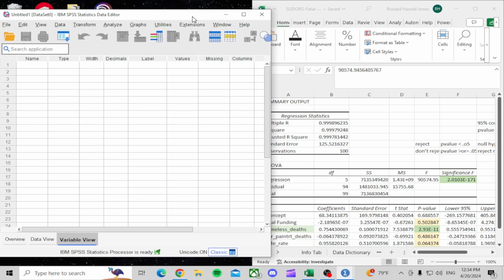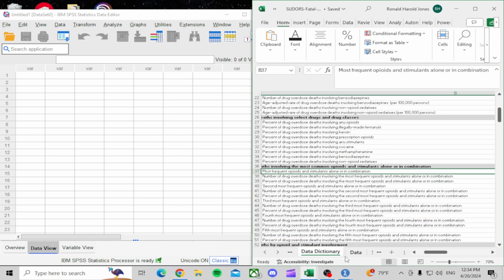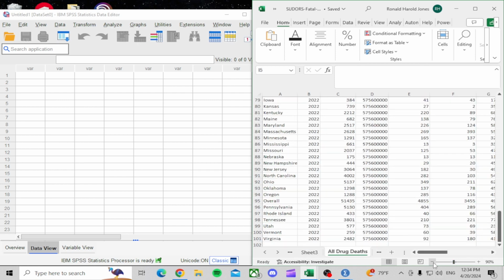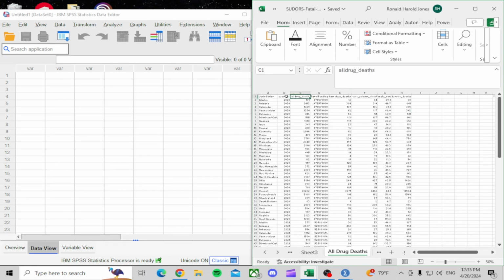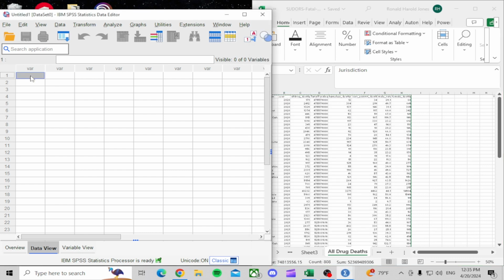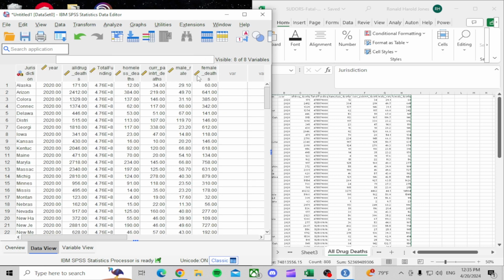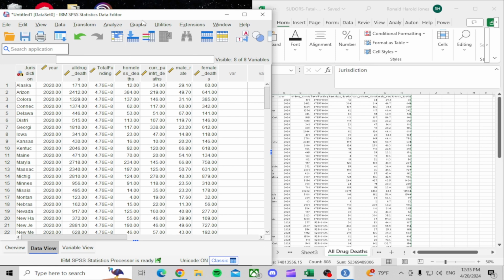So we have our SPSS here, and go to data view. I'm going to go to my data that I have with all my variables and dependent variables. I'm going to copy it and paste with variable names. That's important because it puts your names up here as headers. So we have all of our data in here now.